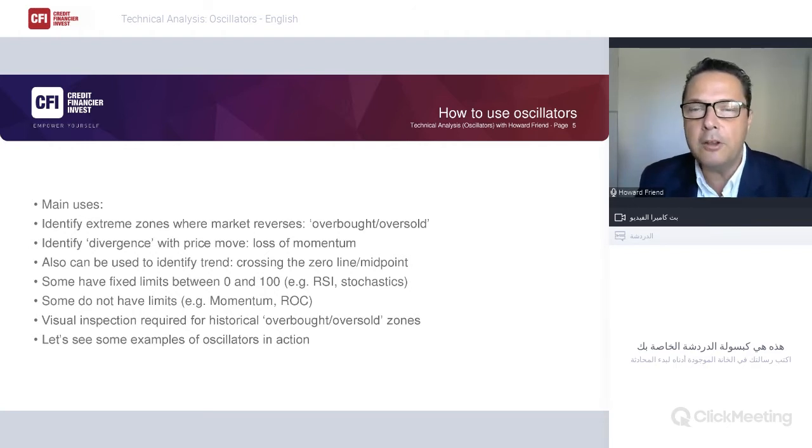For those kind of indicators, the best thing to do for overbought and oversold is to use visual inspection. And I'll show you a number of examples where one could use visual inspection on these unlimited oscillators. So let's see some examples of oscillators in action.